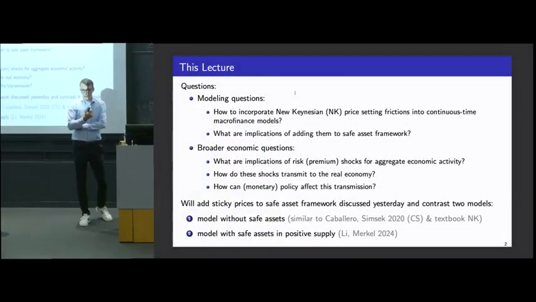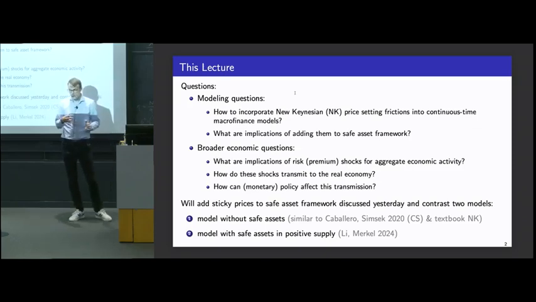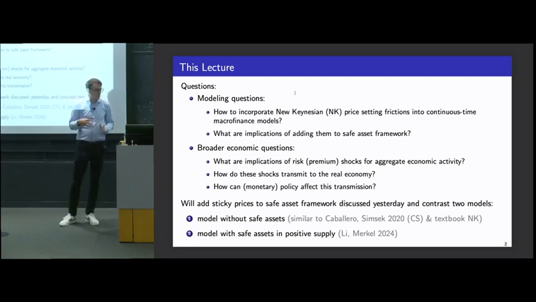And I will do that fairly slowly. I will start with a setting where we have sticky prices, but I won't go quite all the way to the safe asset framework from yesterday. I will first go to a framework without safe assets. So there's going to be idiosyncratic risk, and that's going to move around, but there are no safe assets. There's just one asset, capital, like in most of the models you've seen yesterday. For example, you can think about it as Magnus's model with just one sector.